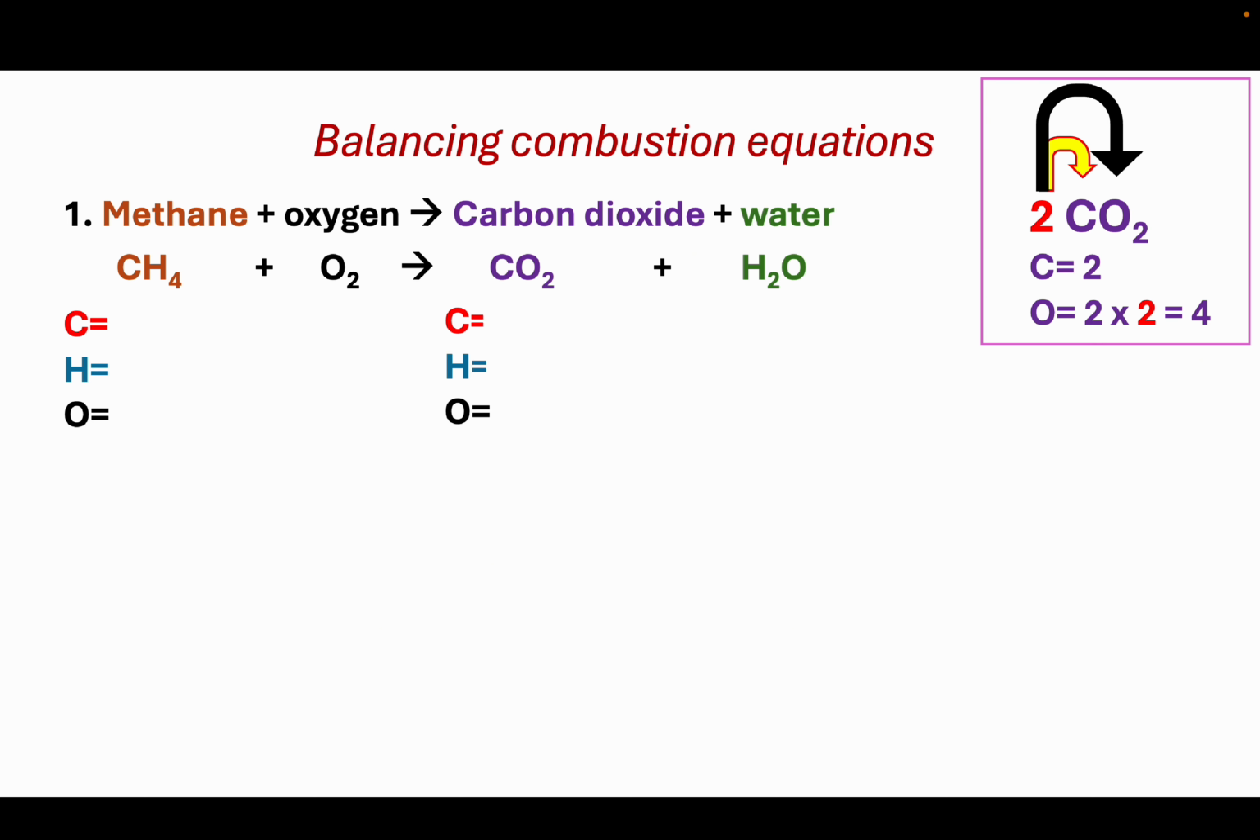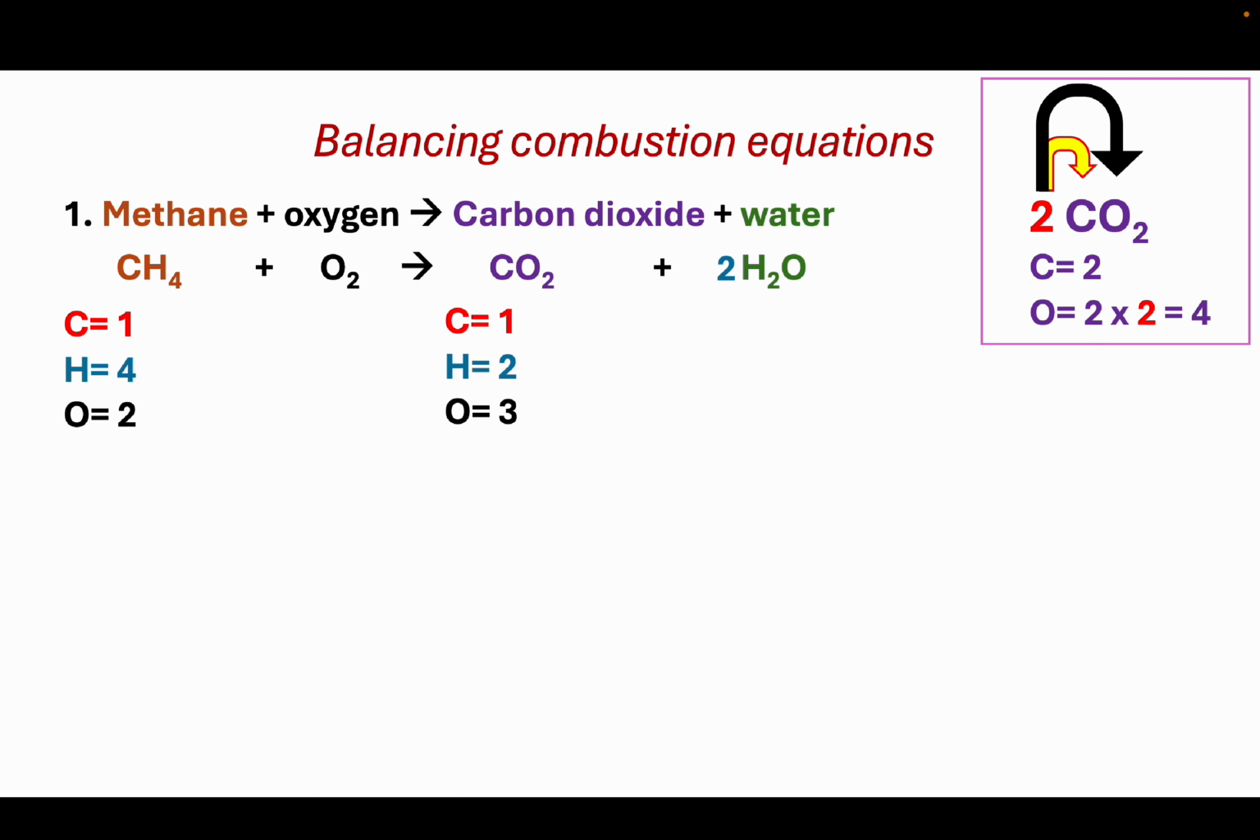Let's go straight into balancing the equation. First thing you need to do is make a list of our elements: carbon, hydrogen, and oxygen. There is 1 carbon in methane, there are 4 hydrogens, and there are 2 oxygens on the reactant side. Let's look at the product side, everything after the arrow. We have 1 carbon, 2 hydrogens, and 2 plus 1 more oxygen from water, so 3 oxygens.